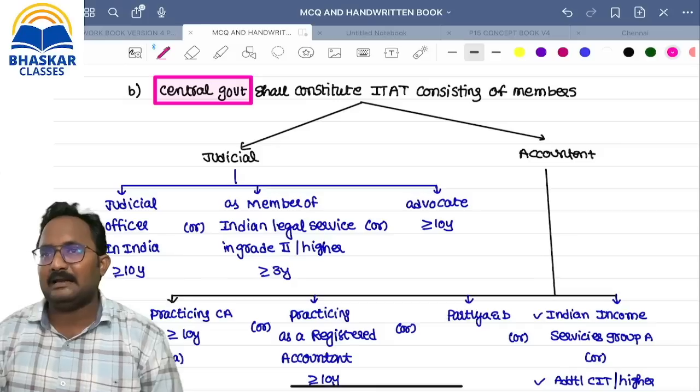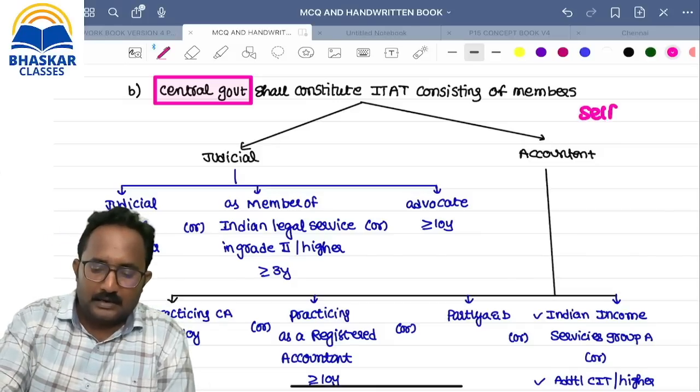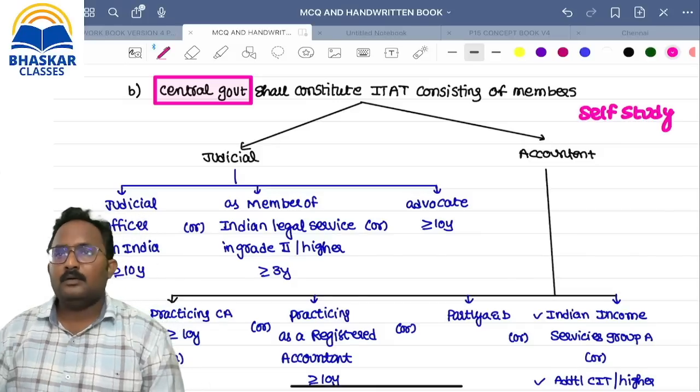Who constituted the ITAT? The Central government. This is a self-study point. You can read on your own. So, just overall, I will tell you.